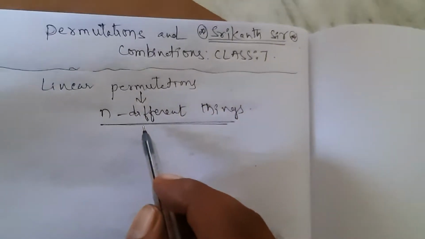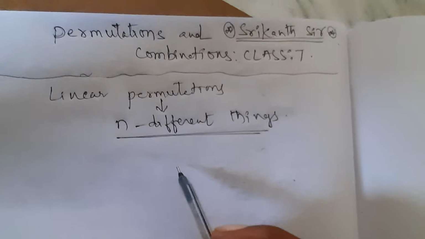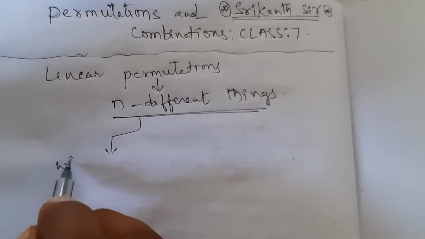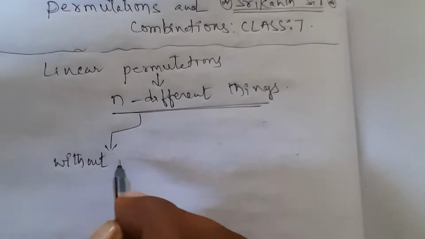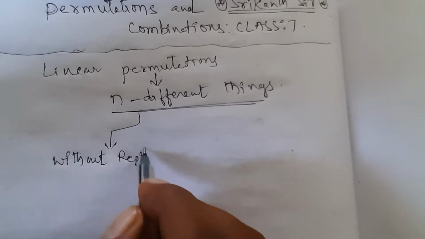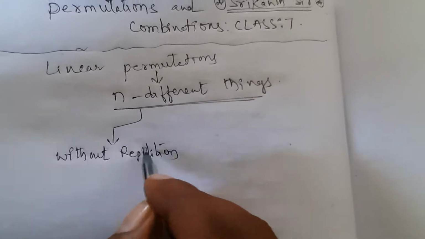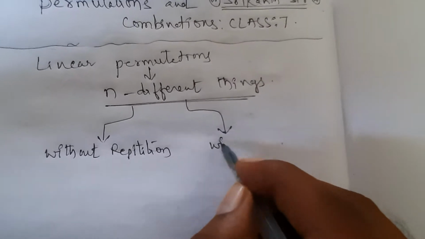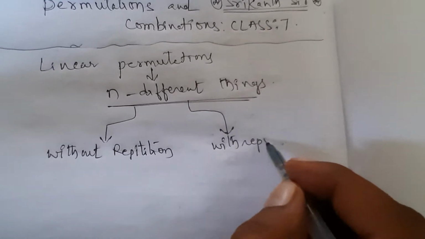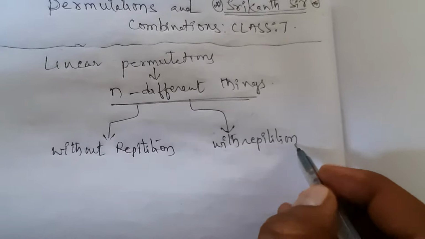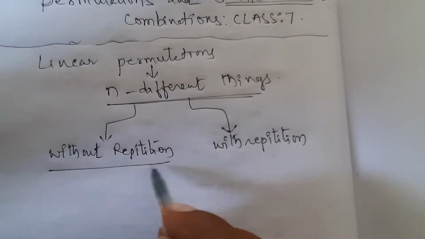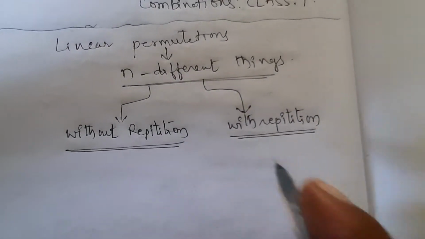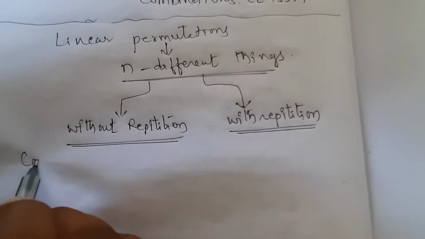That too, if the given things are n different things, even in this case, first we discuss without repetition, and the next one we discuss with repetition. Already this is also completed, and these permutations are also completed. Now today I will discuss the next concept.